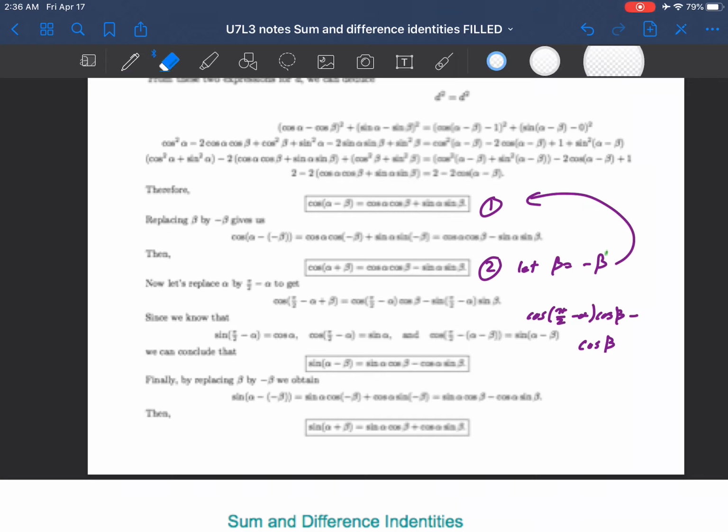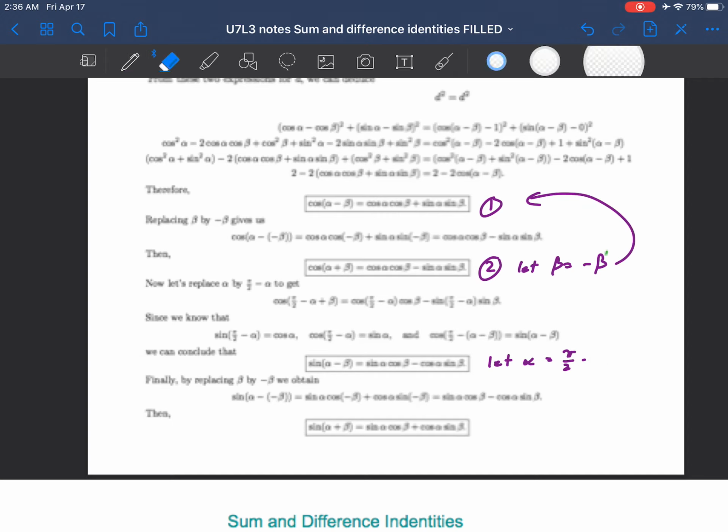Shoot, sorry. I don't like where this is going here. Let's do this first. Let's write the steps, and then I think it'll be clearer. So here we're going to let alpha equal pi over 2 minus alpha.